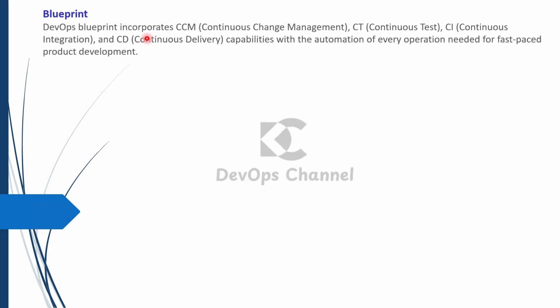Next one is blueprint. So DevOps blueprint incorporates CCM, continuous change management, CT, continuous test, CI, continuous integration, and CD, continuous delivery capabilities with the automation of every operation needed for fast-paced production development.